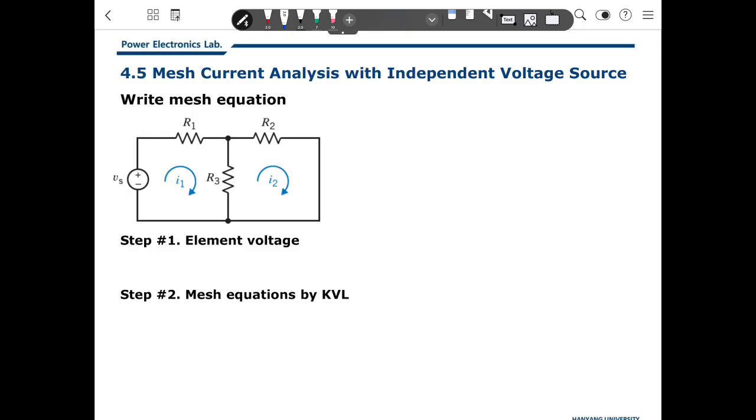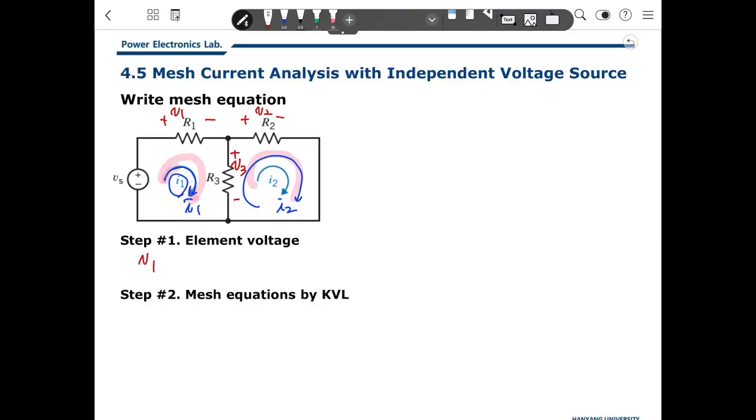Okay, I will give you an example of that. There are two meshes here, the first mesh and the second mesh, and we need to define the mesh currents first. As you see, we define this current as I1 and this current as I2. Then we should define the element voltage in each element. I'd like to define this V1, this V2, and this V3.